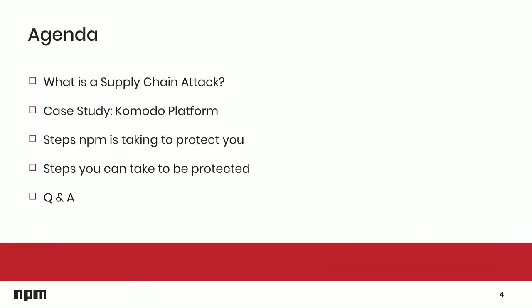Here's our agenda. We're going to talk about what is a supply chain attack. We're going to discuss a case study of a recently discovered, targeted malware against the Komodo platform, in which the NPM team helped protect an estimated 13 million in cryptocurrency. We're going to discuss some steps that NPM is taking to protect you and the steps that you can take to be protected. And then we'll answer any questions that you have. As Danielle mentioned, feel free to submit them anytime during the presentation. We'll do our best to get to them at the end.